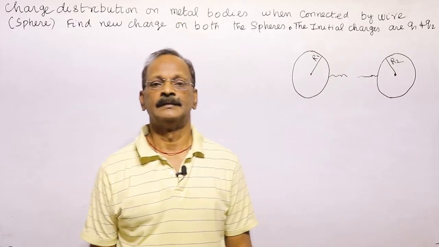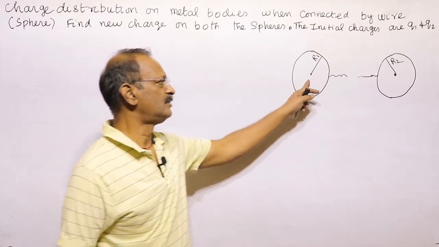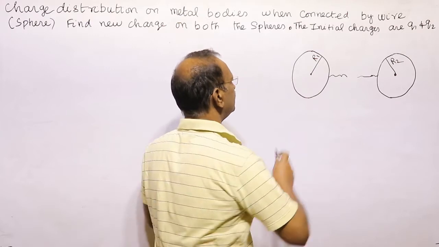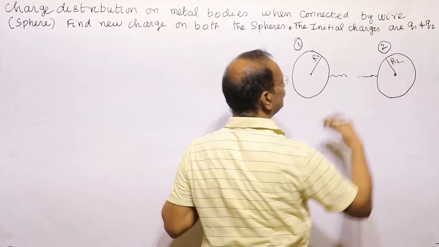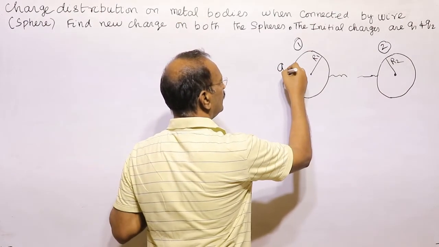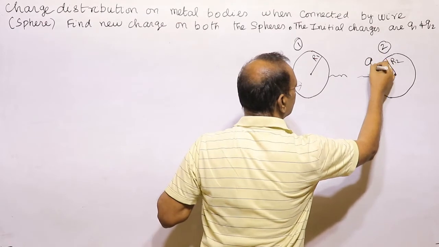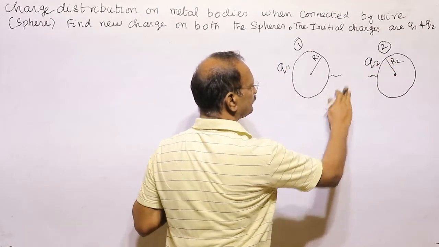Today we are going to discuss common potential. Common potential means what? There is one sphere, and one more sphere. This is sphere number 1, and this is sphere number 2. Sphere 1 is given a charge of Q1 and sphere 2 is given a charge of Q2 initially, when they are not connected.